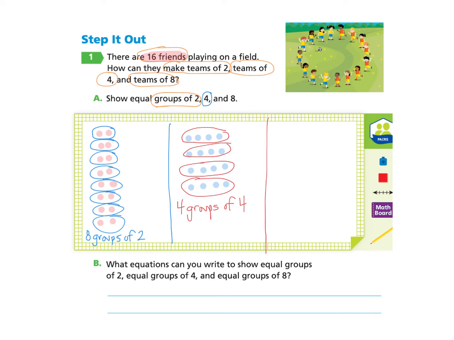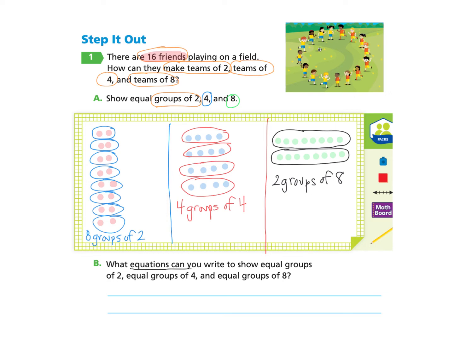And again, if you would like to pause and now try this on your own at this point, you can, and then come back. We're going to make groups of 8. 1, 2, 3, 4, 5, 6, 7, 8, 9, 10, 11, 12, 13, 14, 15, 16. So that's 16 friends and then I will circle them being in groups of 8. So there's one group of 8 and the other group of 8. So I have made 2 groups of 8.